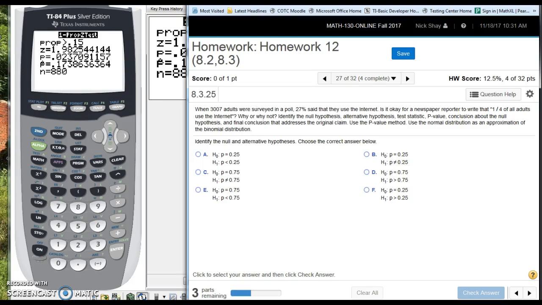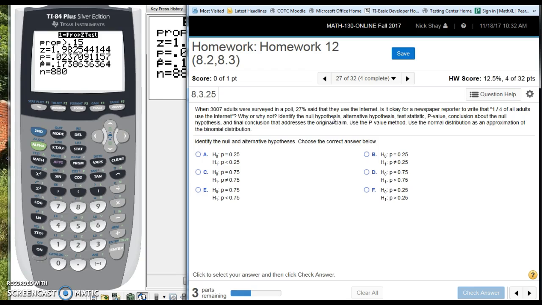So this problem, we're going to be doing a proportion test. We're going to be doing the 1 prop z test in the calculator. It says when 3,007 adults were surveyed in a poll, 27% said they use the internet. Is it okay for a newspaper to write that a quarter of all adults use the internet? Why or why not? Identify the null hypothesis and the alternative hypothesis, the test statistic, p-value, and so on.